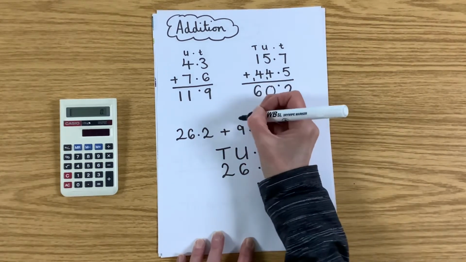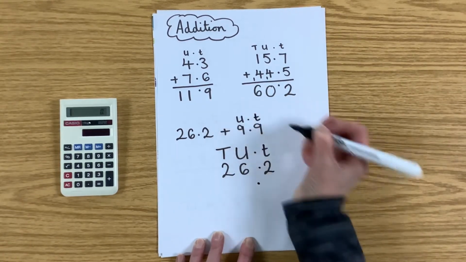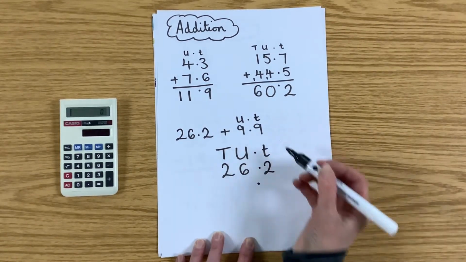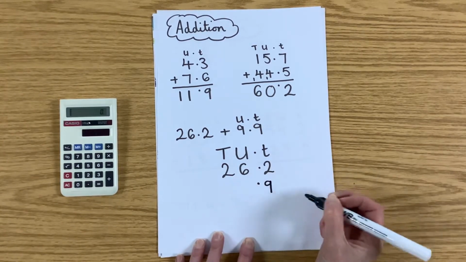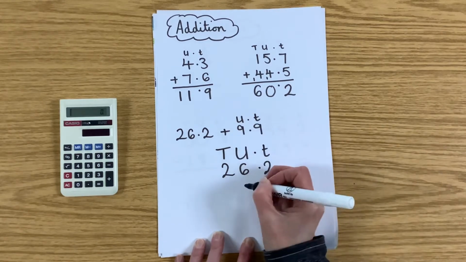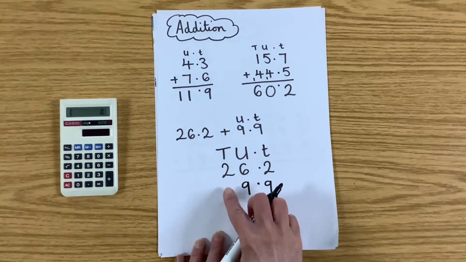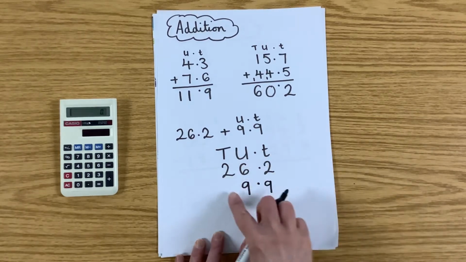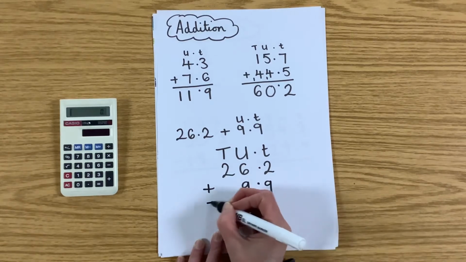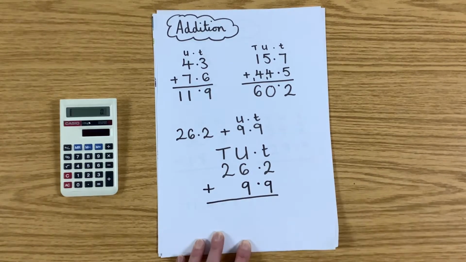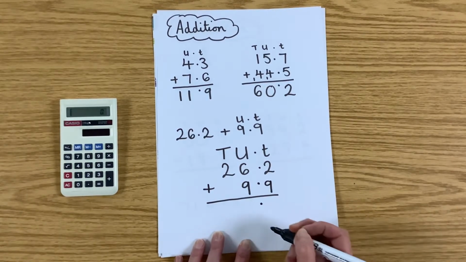Well, 9.9, the number before the decimal is the units, and the number after the decimal point is the tenths. So the tenths number has to be there. The units number has to go into the units column. I'm not putting anything into the tens. I need to be really careful that I write everything down in the correct place. So before I add it up, decimal point in for my answer.